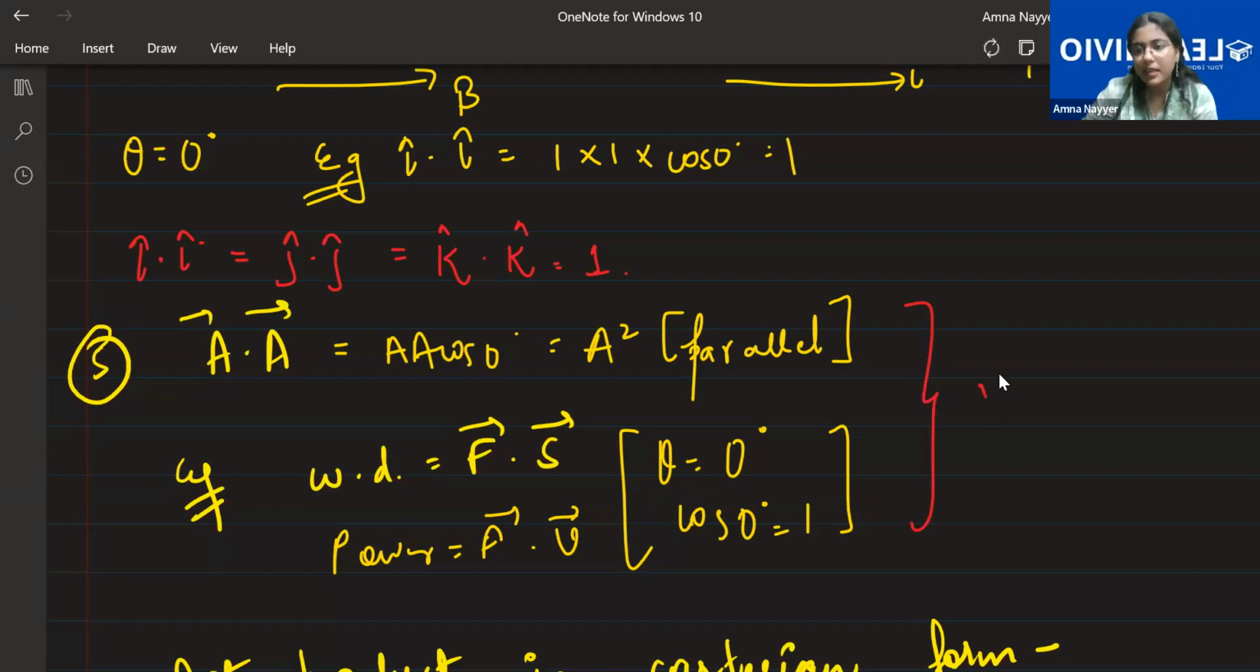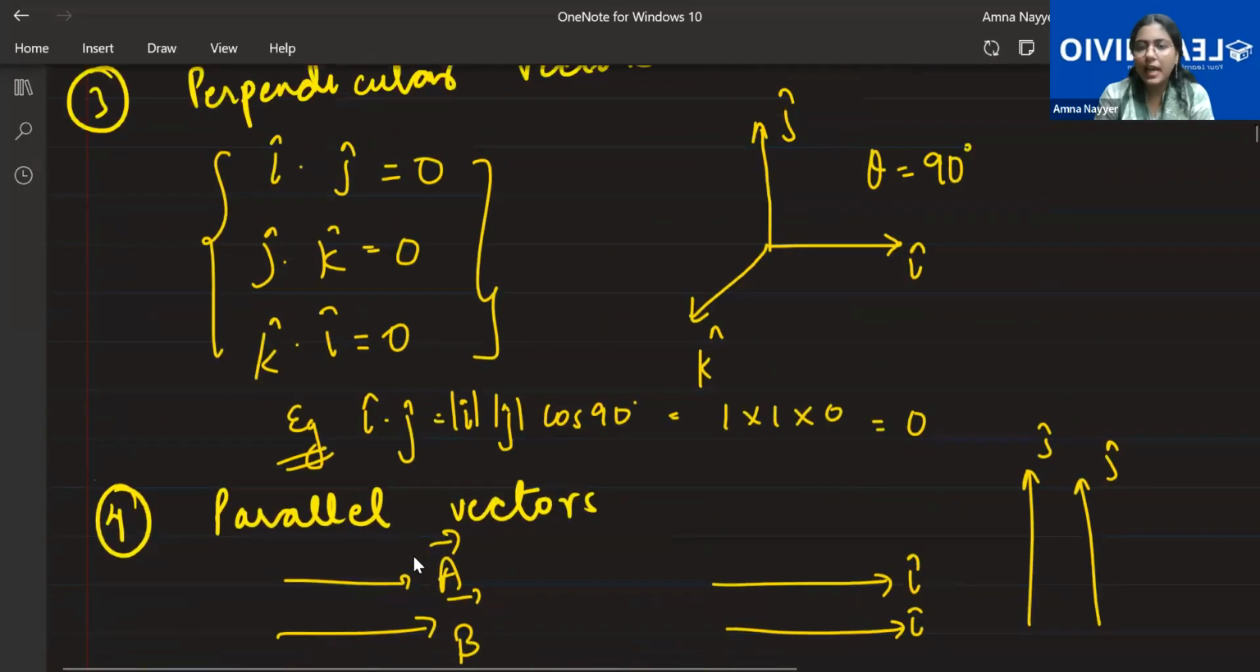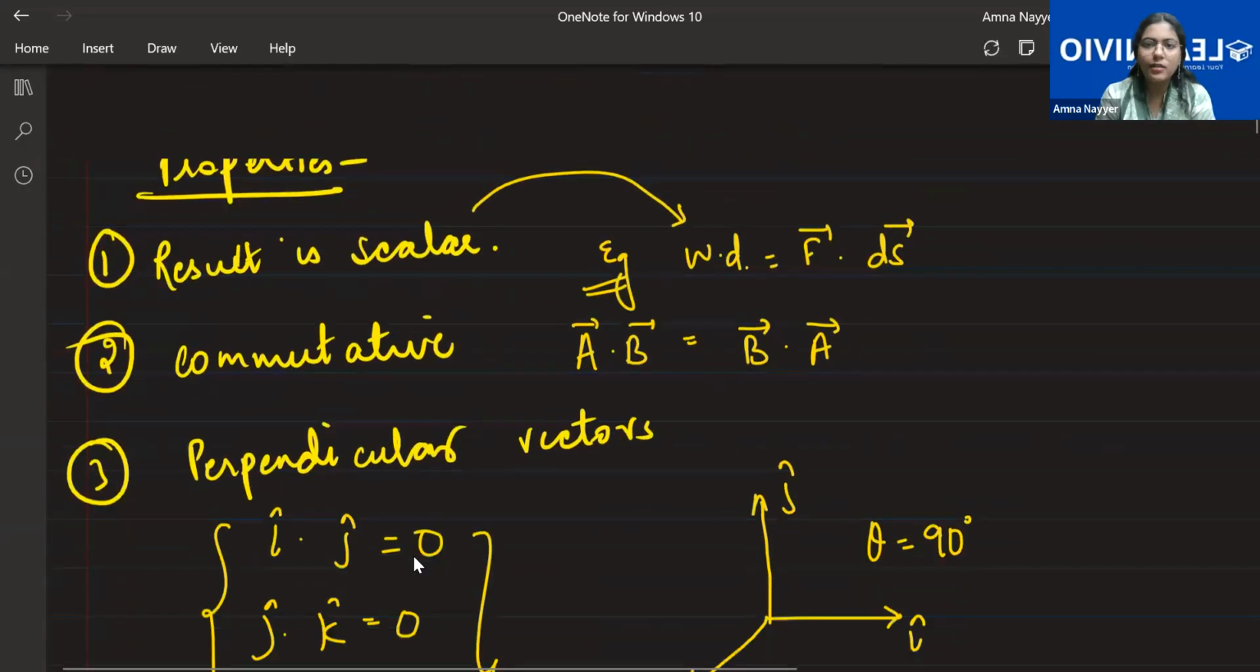In this final property, vectors are identical. Okay, vectors are identical to each other. When two vectors are identical to each other, their resultant A dot A will also have A square. It will become A square, right? Because they are parallel. Okay, and this was just an example like f dot h. If theta is 0, cos 0 is 1. This is just an example of the dot product, which I have discussed before this also. Then we'll come to Cartesian form and then we'll practice questions, but write down the properties.